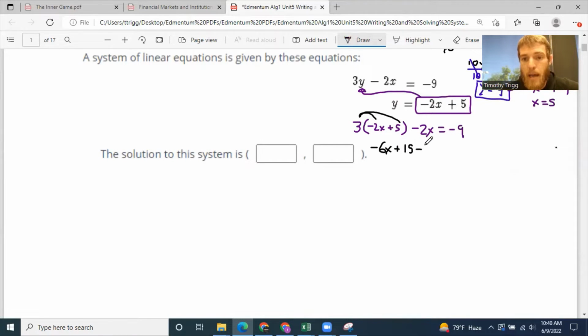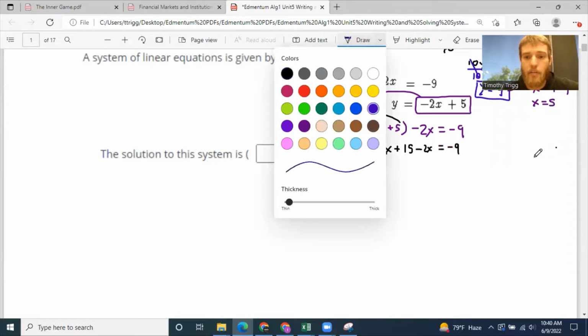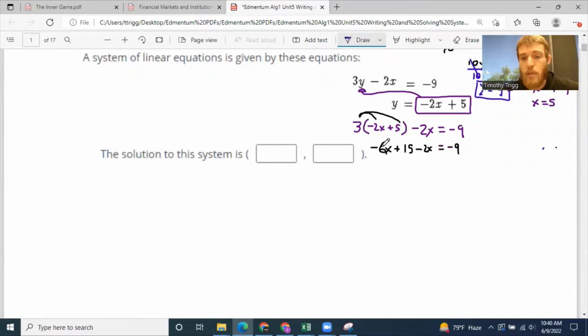We still have a -2x in this case, still a -9 here on the right. Can we combine anything together on the left side? Well, yes, we can combine this -6x and the -2x, giving us -8x plus 15 equals -9. Now, my goal here is to solve for x. I want to figure out what x is. So what would be my next step to help me solve for x?